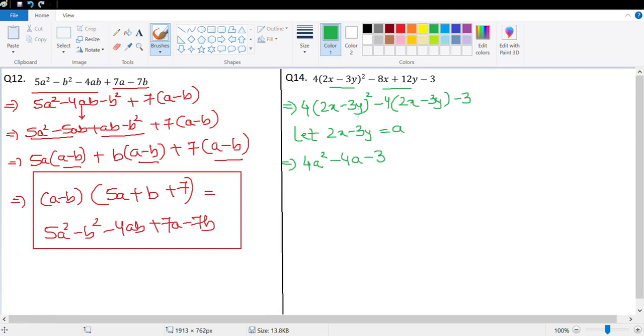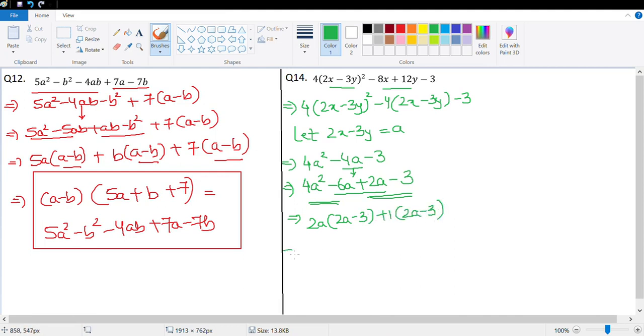Now this is a quadratic expression. I need to find factors of negative 12, the sum of which is negative 4. Yeah, so that's 6 and 2. Yeah, so negative 6 and positive 2. So 4a square minus 6a plus 2a minus 3. All I have done is I have broken negative 4 into negative 6 plus 2. Now grouping it the way I have underlined, what we get is 2a times 2a minus 3 plus 1 times 2a minus 3. 2a minus 3 is common, so the answer would be 2a minus 3 times 2a plus 1.